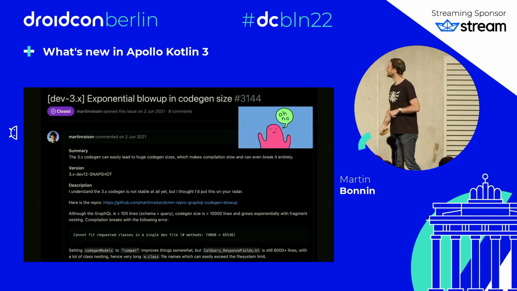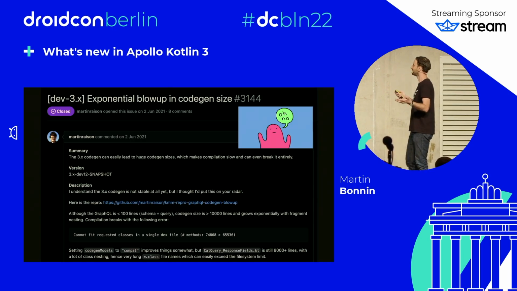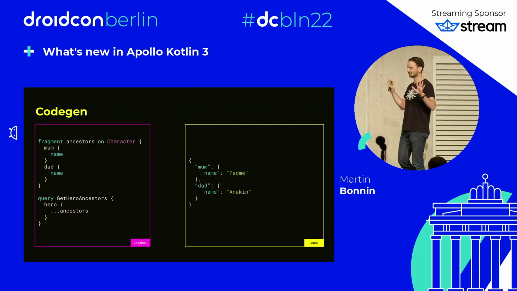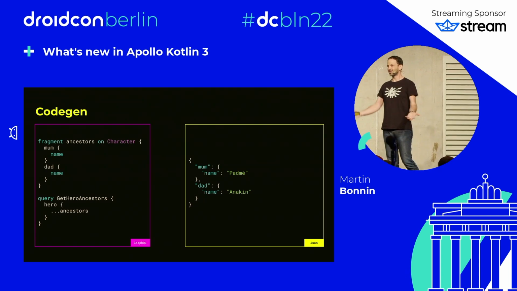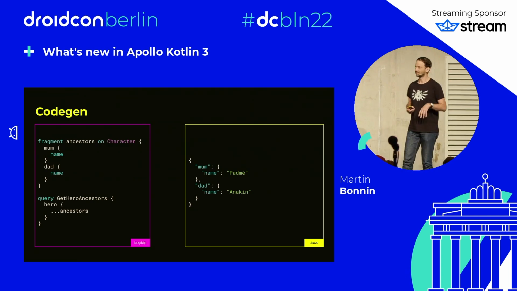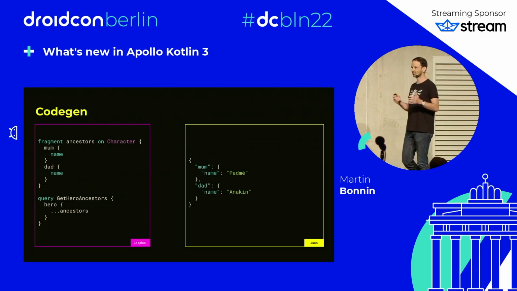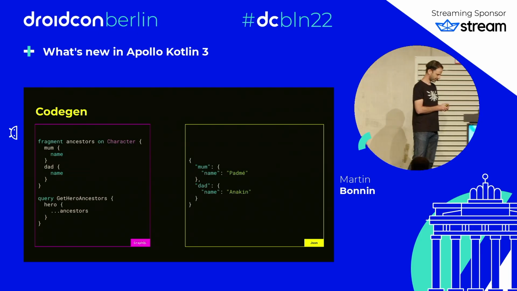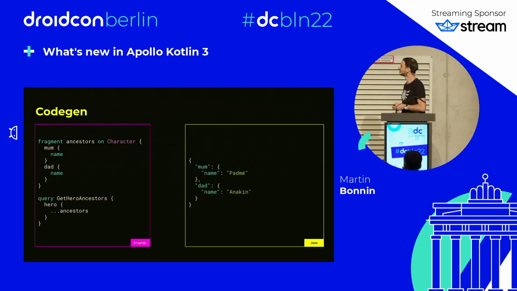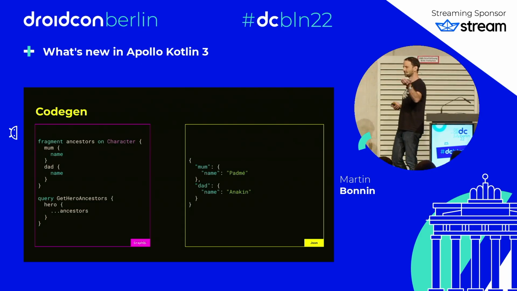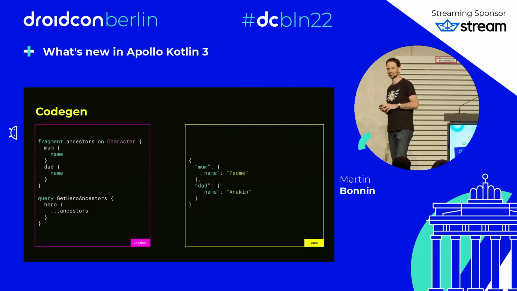But anyways, if we want to understand really what's going on there, I'm going to do a little bit of graph theory, but not too much. It's actually tree theory. I'm going to get the ancestors of Luke Skywalker. So if you want to get the parents of Luke Skywalker, you can do so with fragments in GraphQL. You would create a fragment, and this fragment would get the name of the mom and the dad of Luke Skywalker.